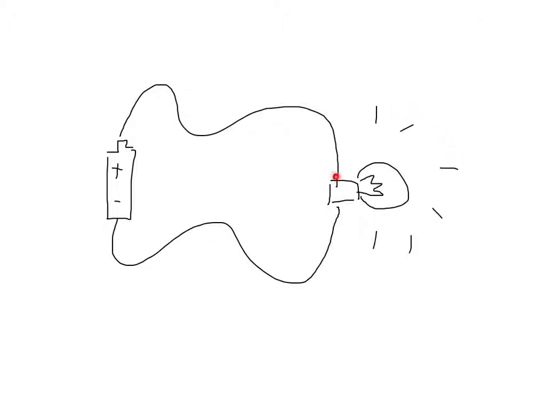Now, how much light this thing gives off depends on how much charge goes through the wire. Of course, we need a unit to measure charge, and the unit that we use is called the coulomb. Now, 1 coulomb is a lot of charge. Just think about this. The charge of one electron is 1.6 times 10 to the minus 19 coulombs. So there's billions and billions of electrons in only 1 coulomb.